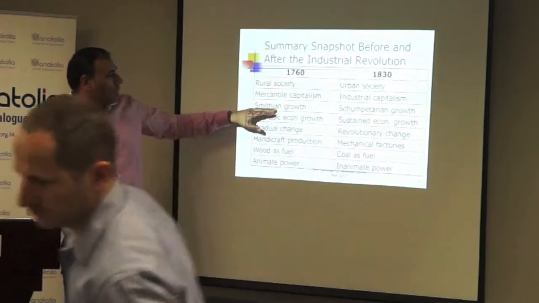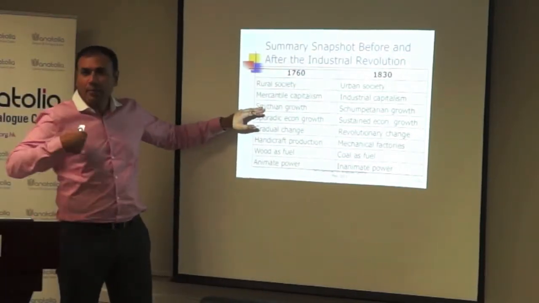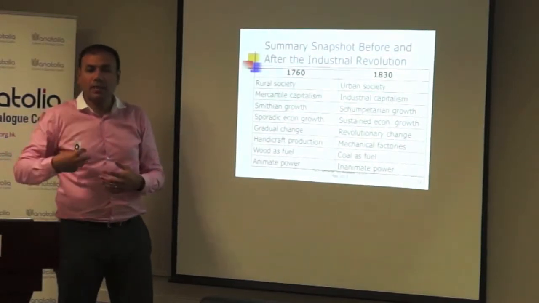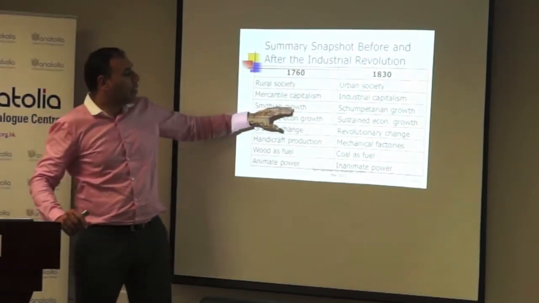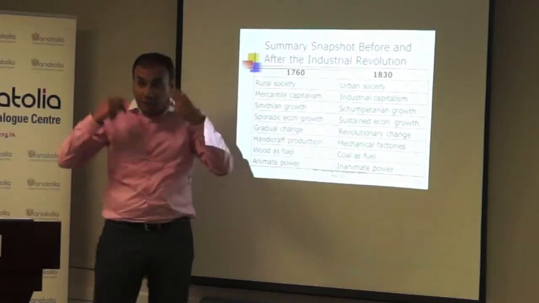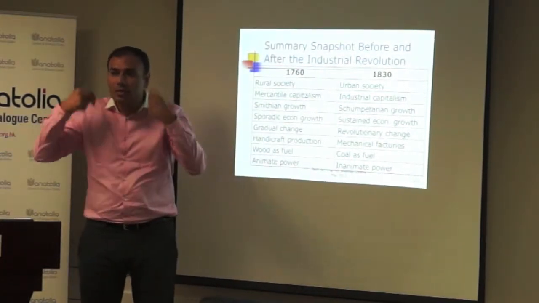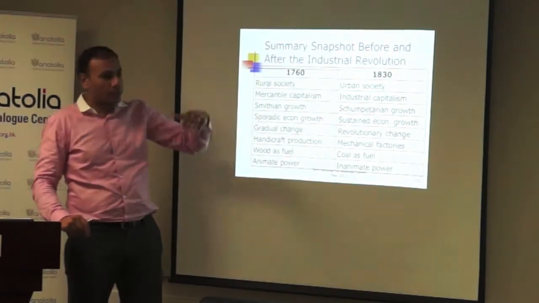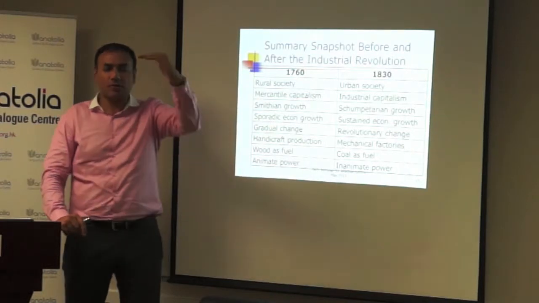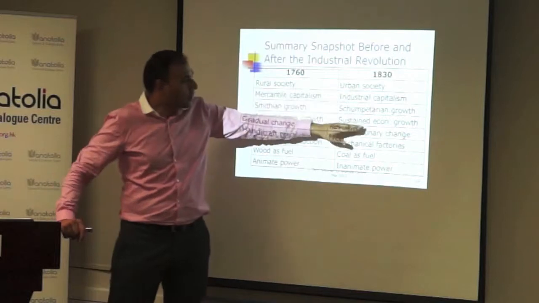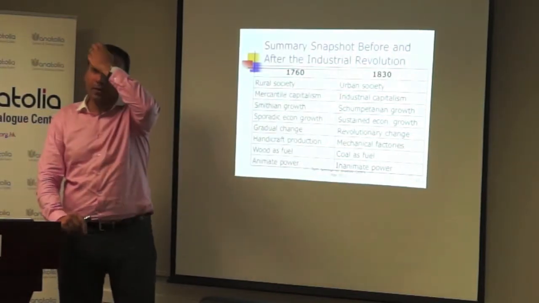Before the Industrial Revolution, growth was driven by trading. I give you something, I give you clothes, you give me some handicrafts for my home, and that is how we achieved growth. After the Industrial Revolution, growth was based on innovation, coming up with new ideas, new technologies. Before the Industrial Revolution, there was sporadic economic growth, so sometimes we would have growth, sometimes we would have recession, and very uneven. After the Industrial Revolution, we had sustained economic growth.